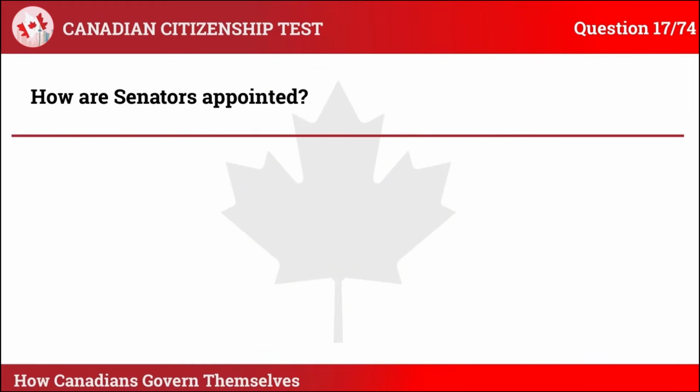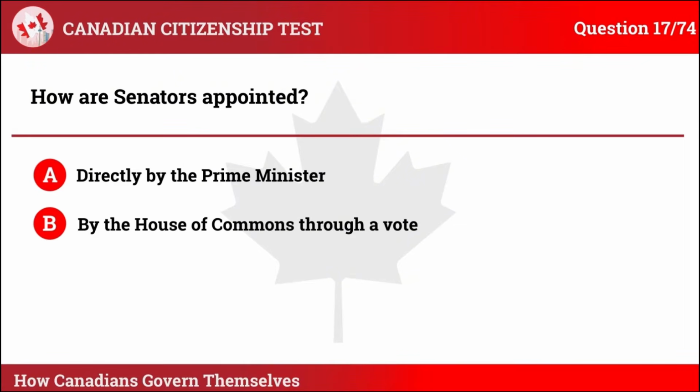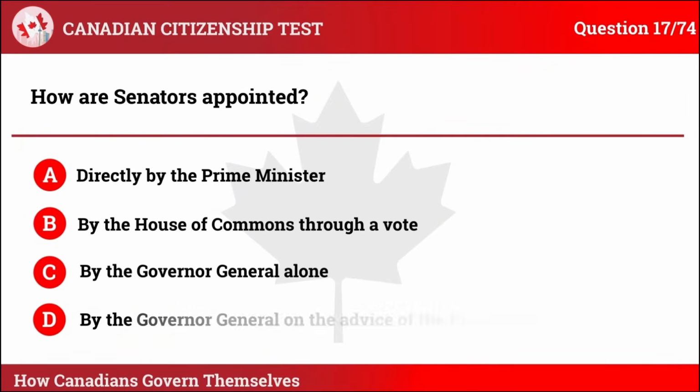Question 17. How are senators appointed? A. Directly by the Prime Minister. B. By the House of Commons through a vote. C. By the Governor-General alone. D. By the Governor-General on the advice of the Prime Minister.